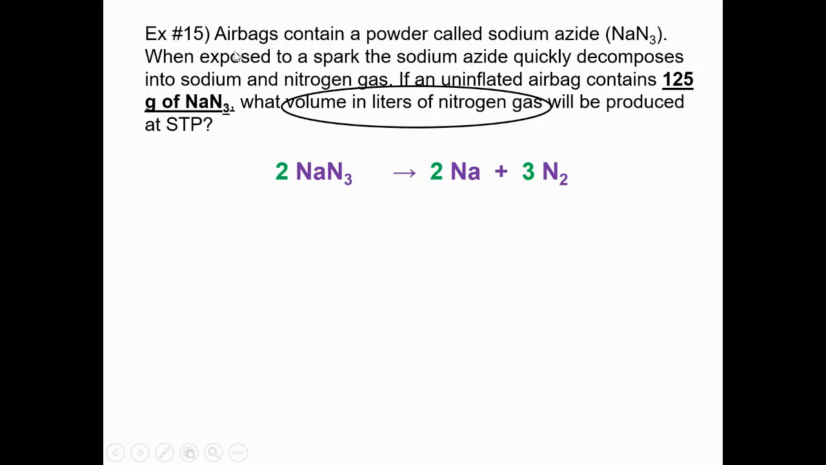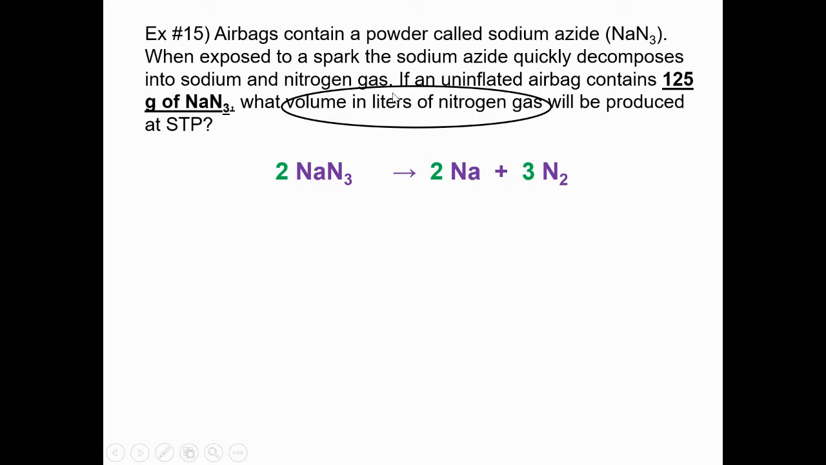So those bags contain a powder called sodium azide, formula NaN3. And when the car detects that there's been an accident, a spark goes off and it immediately decomposes that sodium azide into sodium metal and nitrogen gas. So if we're going to design all these different size airbags, we have to know how much chemical goes into the bag if we want it to inflate to a certain volume.